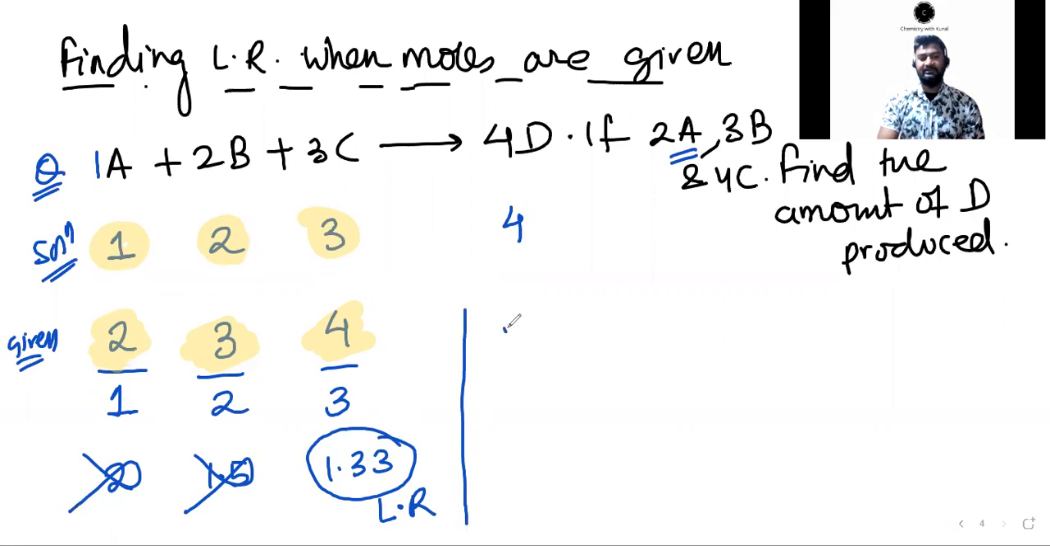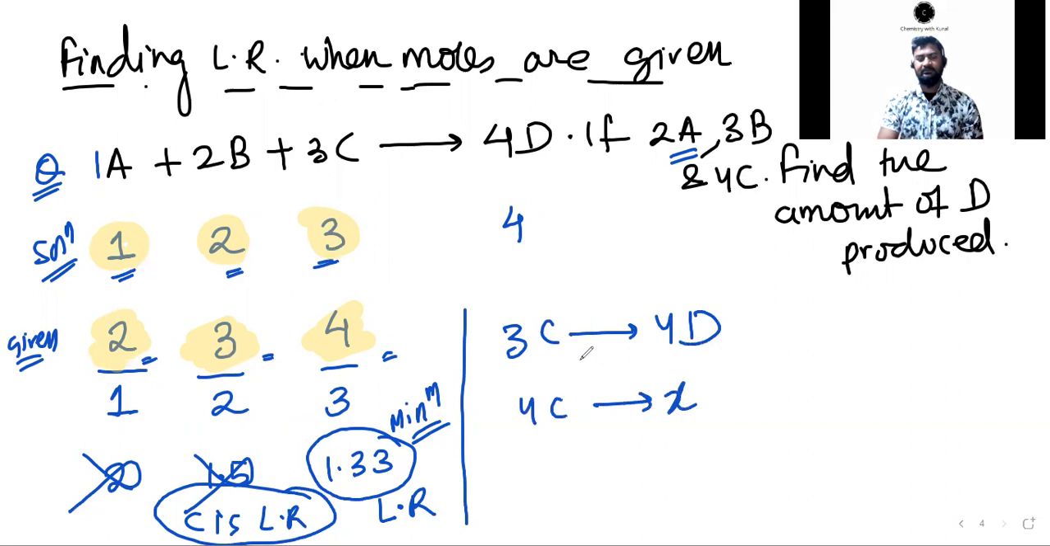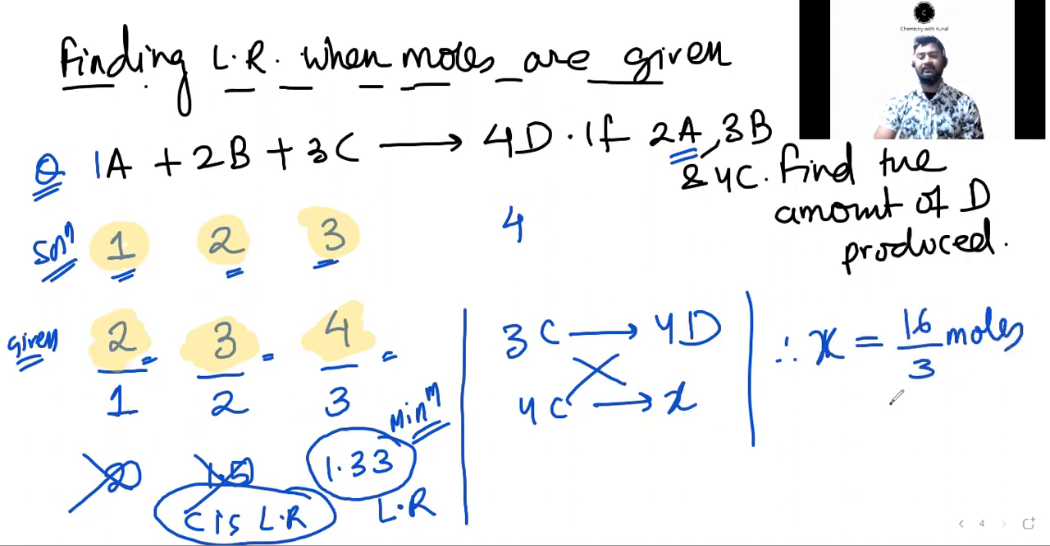So how to do this question now? Since we got that C is our limiting reagent, I'll repeat once again: write the stoichiometric moles, write the given moles, divide the given moles by stoichiometric moles, get the ratios. Whichever has the minimum value will be our limiting reagent. Now erase the excess reagents and then write it like this: 3C gives you 4D, then 4C will give you how much? X. Cross multiply. Therefore X will come out to be 16 by 3 moles.